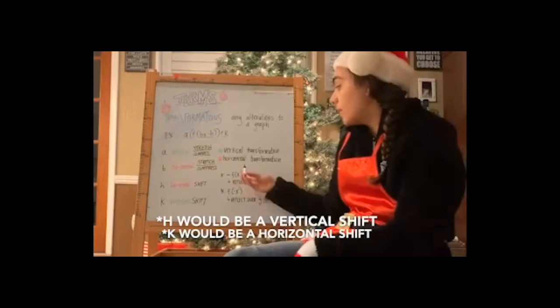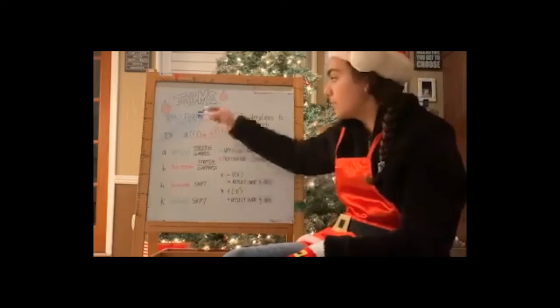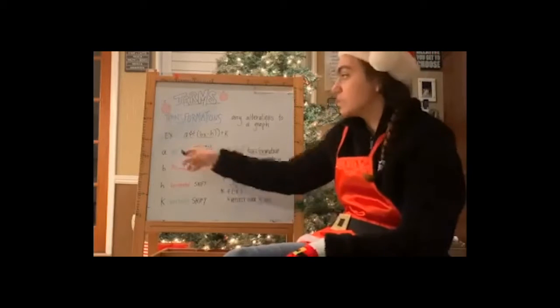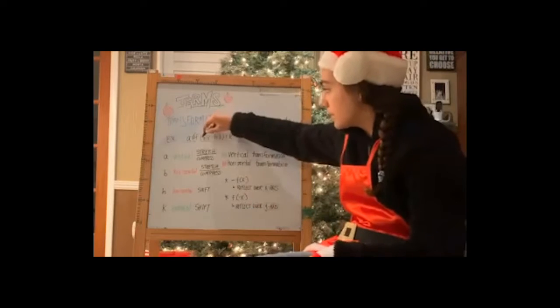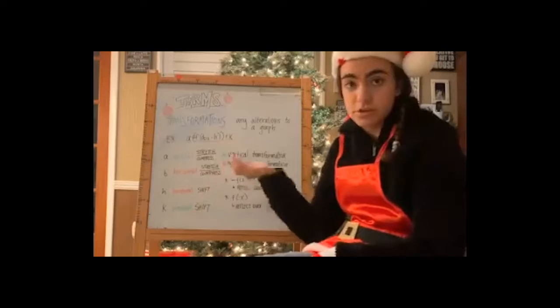So when we have our reflections, so reflections happen when there's a negative in front of our f, which would be right here. And that would be a reflection over the x-axis, meaning it's once again a vertical transformation. And then we have f of negative x, which would go somewhere right here. And that's going to be a reflection over our y-axis, meaning it's a horizontal transformation. So those are our terms.